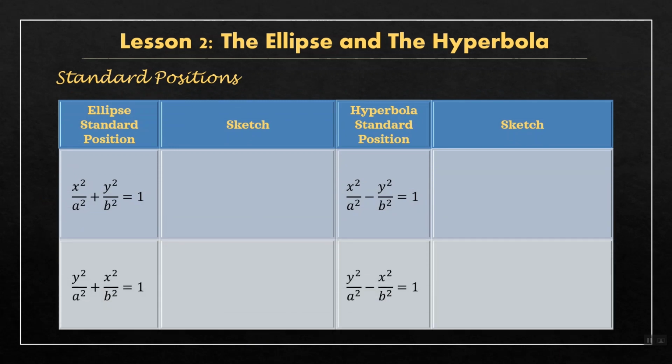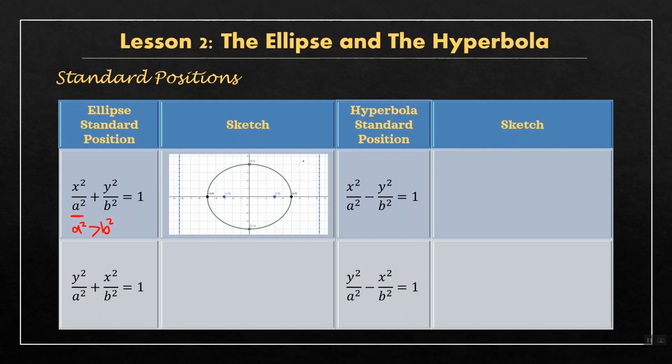So we have 4 standard positions, 2 for the ellipse and 2 for the hyperbola. For the ellipse, the standard position 1 is x squared over a squared plus y squared over b squared is equal to 1. Remember that a squared is bigger than b squared. It's the bigger number. And this is how it looks. So the focus is on the x-axis. The vertices are also on the x-axis. And this is the minor axis, and this is the major axis. And this looks like an alien now.